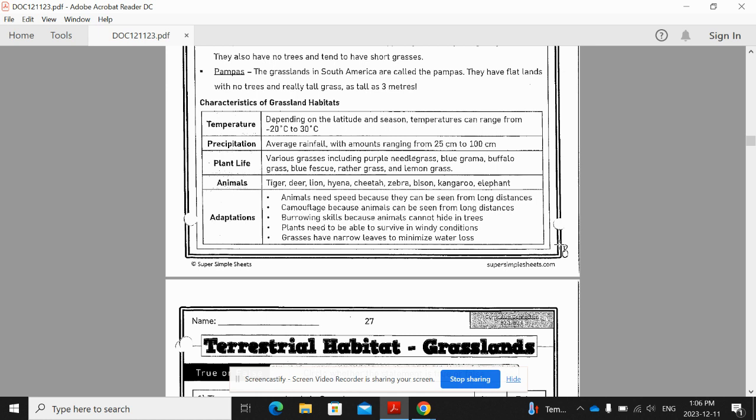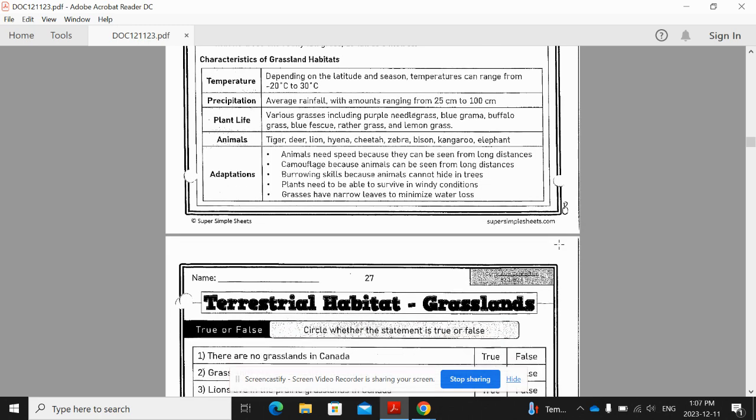Some adaptations. Animals need speed because they can be seen from long distances. Camouflage because animals can be seen from long distances. Burrowing skills because animals cannot hide in trees. Plants need to be able to survive in windy conditions, and grasses have narrow leaves to minimize water loss.